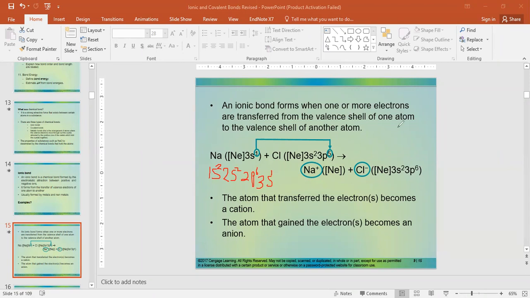Now, it is reacting with chlorine. You know, for chlorine here, it is 17. So we have 1s2, 2s2. I want to write it like this so that I can show the proper electronic configuration. 2p6.